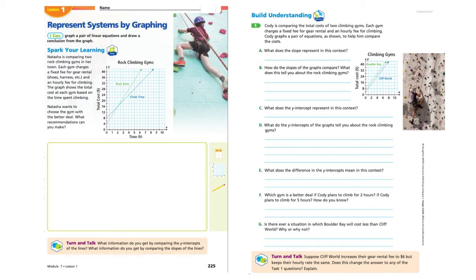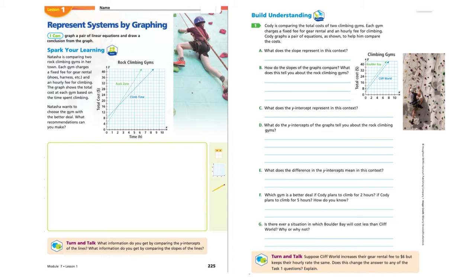It says Natasha is comparing 2 rock climbing gyms in her town. Each gym charges a fixed fee for gear rental, shoes, harness, etc., and an hourly fee for climbing. The graph shows the total cost at each gym based on the time spent climbing. Natasha wants to choose the gym with the better deal. What recommendations can you make?